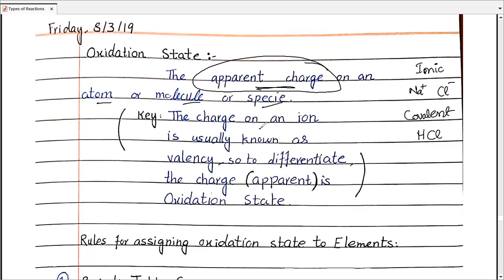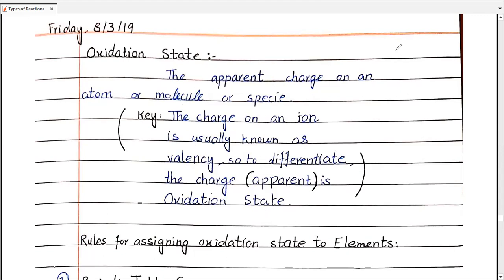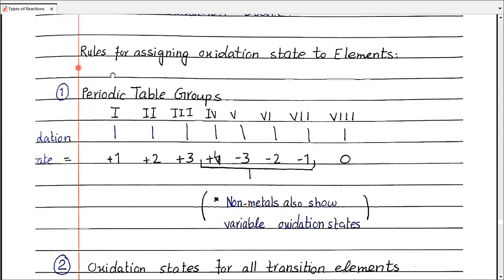The charge in an ion is usually known as valency. In order to differentiate, apparent charge is known as oxidation state. So oxidation state is a bigger, broader word. Valency is one of its types. Now, there are certain rules for assigning oxidation states to elements.